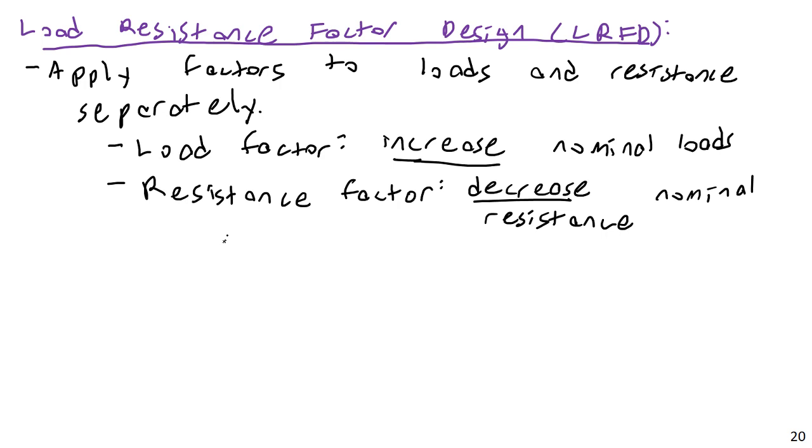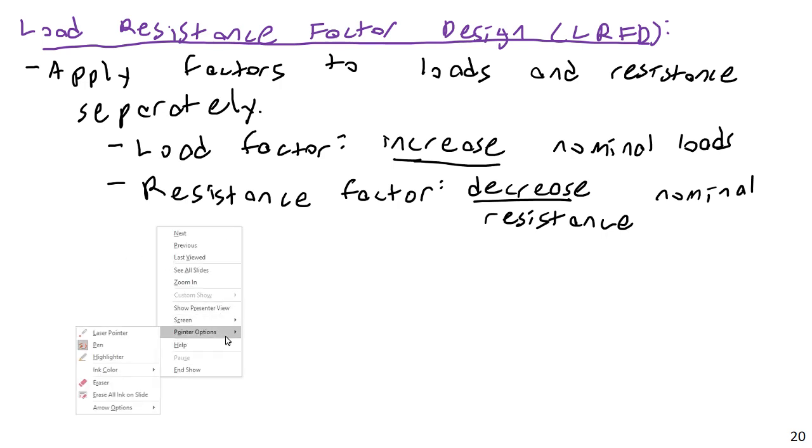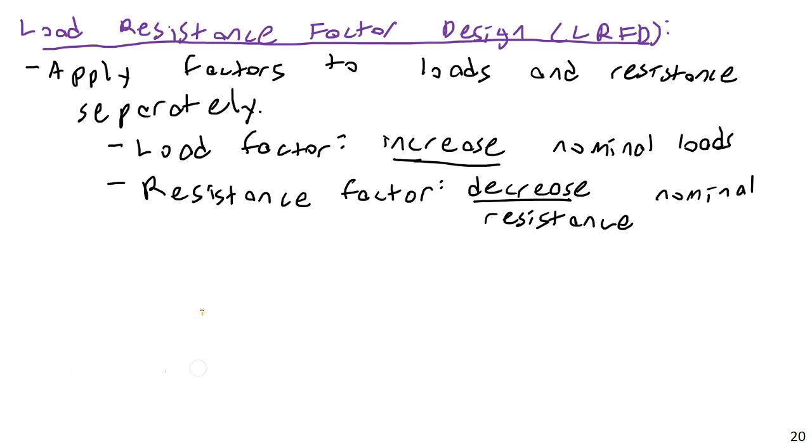Let me write a generic form of our LRFD philosophy. We would have something like phi P nominal is less than or equal to, let's say, gamma R nominal. We could choose different variables, but this would be the general form. Phi would be a load factor, and this again will be greater than 1.